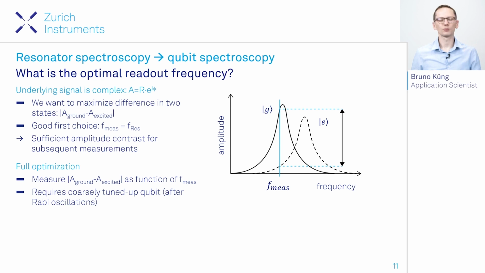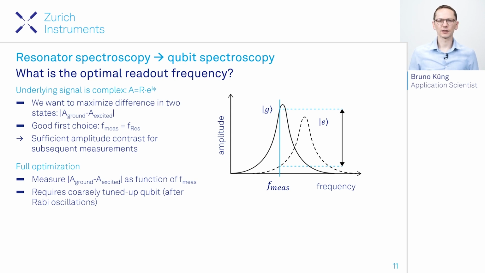So then, having obtained this line shape of the resonator, we move to qubit spectroscopy, and we have to ask the question, what is the correct readout frequency? And in asking this question, we remind ourselves that this is a complex measurement signal that we look at, so the complex amplitude A, and the quantity that we want to maximize is the difference in complex amplitude between the signal in ground and in excited state.